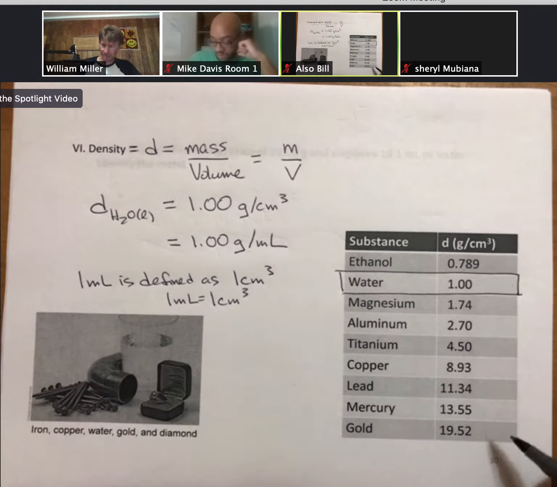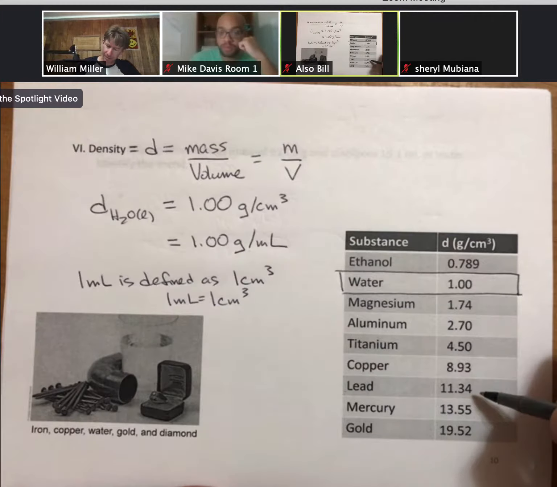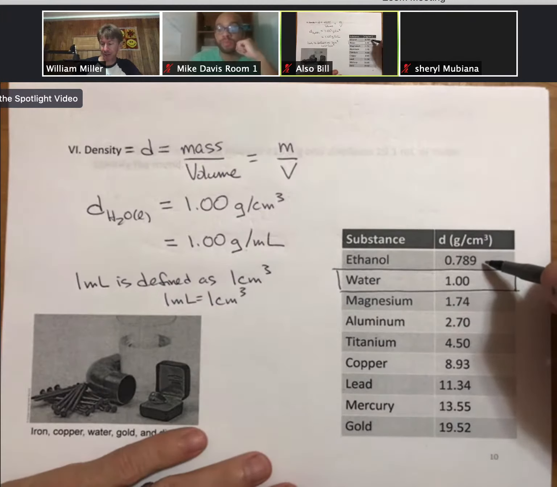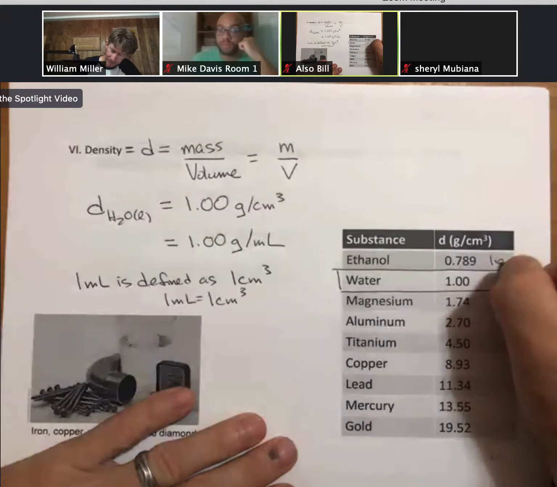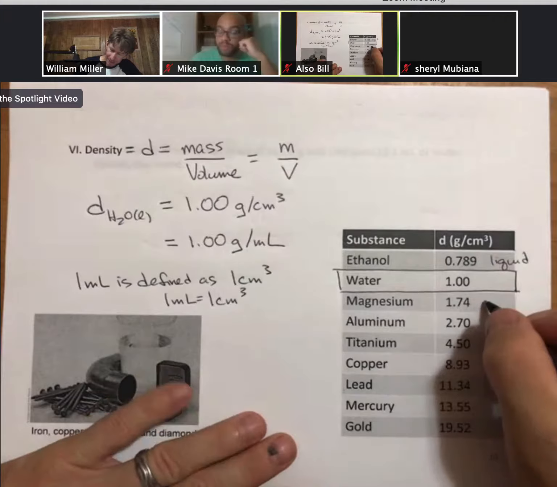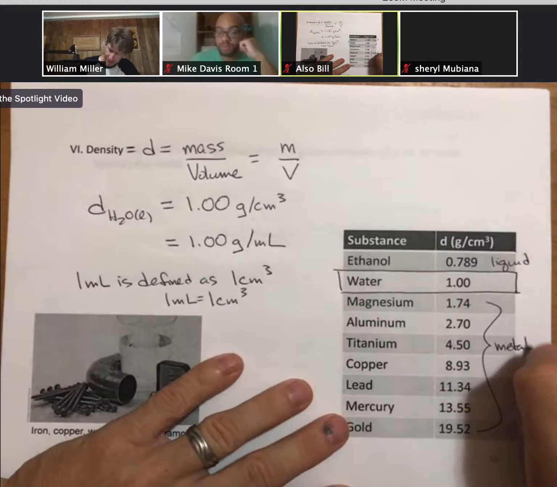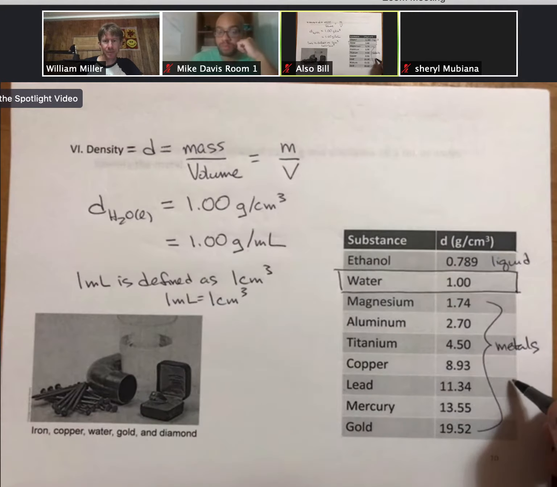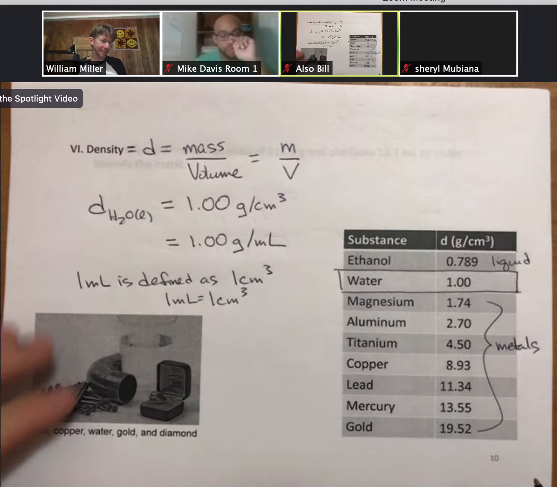And different metals tend to be more dense than water, and many liquids, though not all, tend to be less dense than water. So ethanol is a liquid. And all of these are metals. So the metals with a higher density than water will sink in water. So that's what density is.